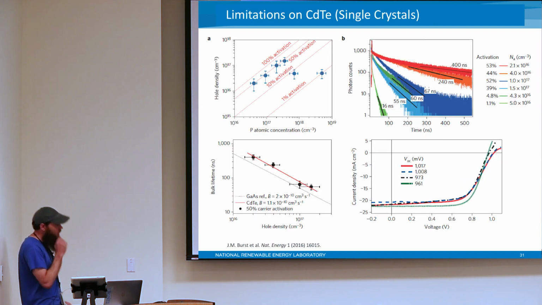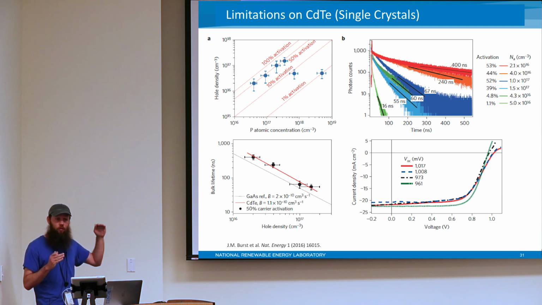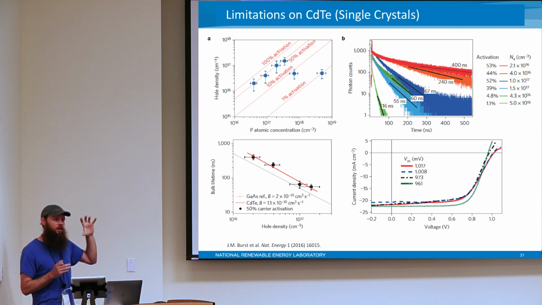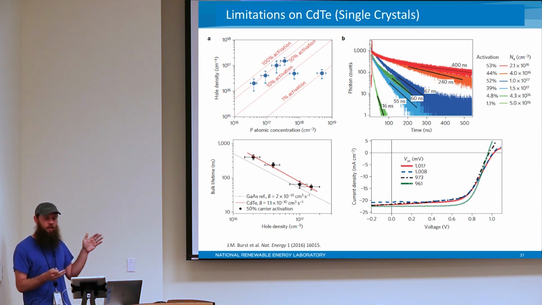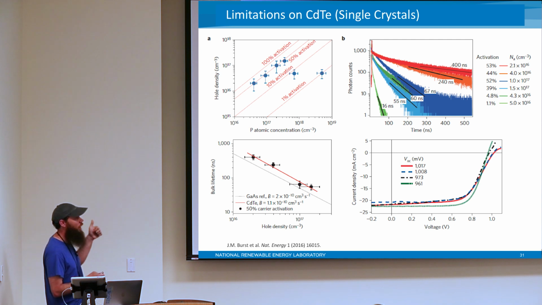So looking at this activation, by the way, I use that word, I don't know if I defined it: you have something physically present, so you count the number of atoms, and then you say how many of those are electrically active. So if half of them are electrically active, then you are 50% activated, okay? So you want high activation. We're able to demonstrate that in the case of phosphorus, and you can still get pretty good lifetimes out.